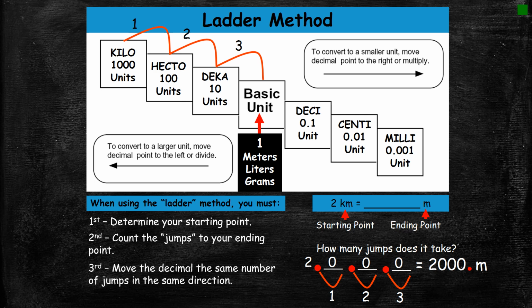Now you don't need to write that decimal. If you leave it off, it's fine. So you can write it this way as well, 2,000 meters.